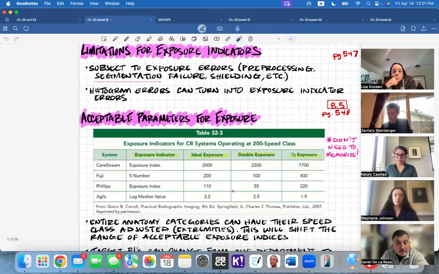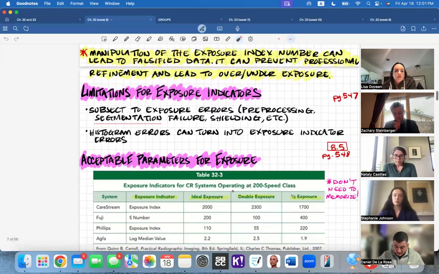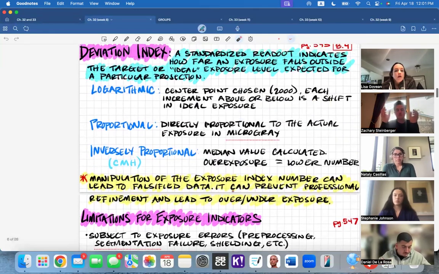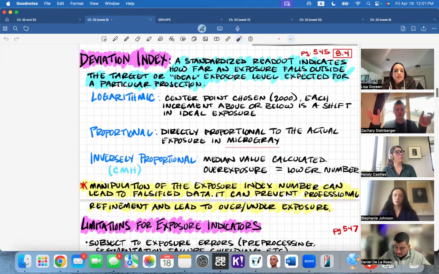Your deviation index, I think, just gives you how far outside you are, whether you're overexposed or underexposed. I think that's just your deviation index based off your exposure indicator number. So for example, if you look at my screen, here's the deviation index. The third one, inversely proportional, I believe that's what we have at my site with the S number.